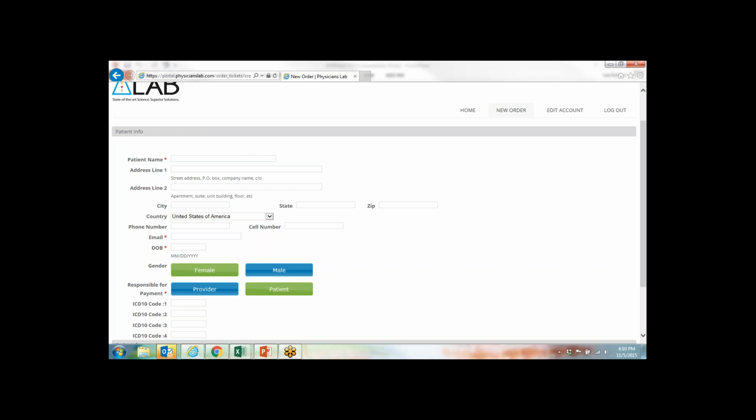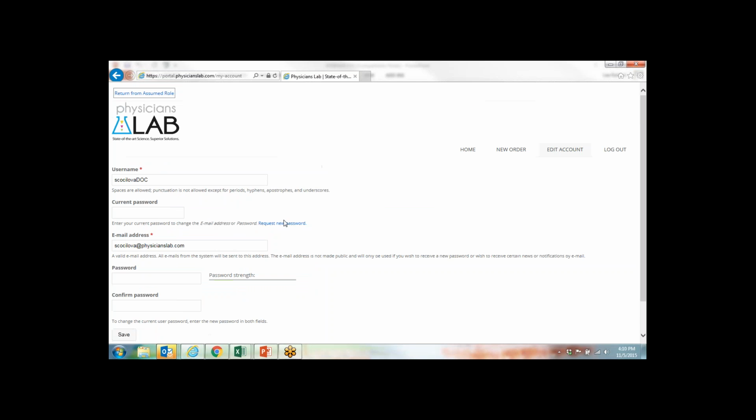Obviously, if the patient is a patient pay, we need the ICD-9 codes so that we can submit to their insurance if they're using insurance. Otherwise, if you're selecting provider pay, no ICD-9 codes are necessary. You can also change your username, password, email address, and so on in edit account. A lot of physicians like to change the email address to the contact of their office manager. That way, any correspondence that we send out goes to their office manager as opposed to them.